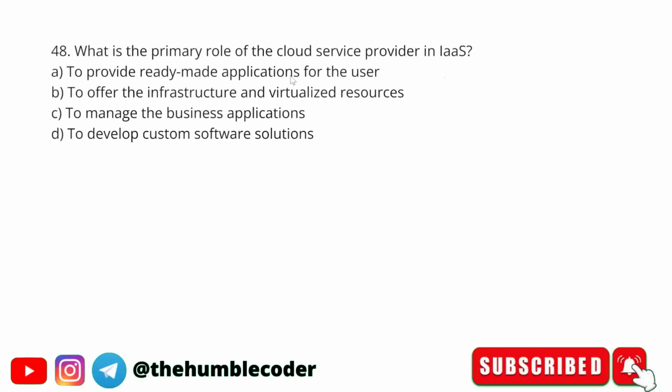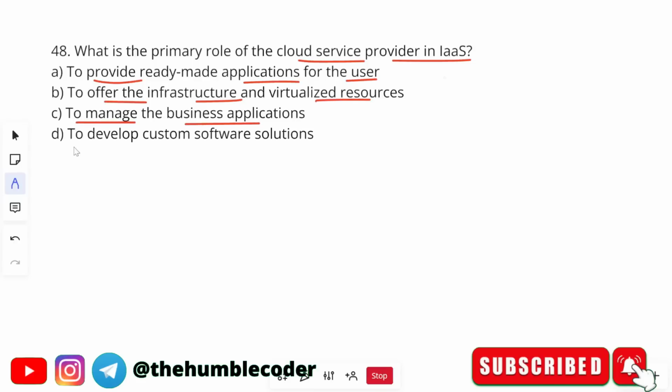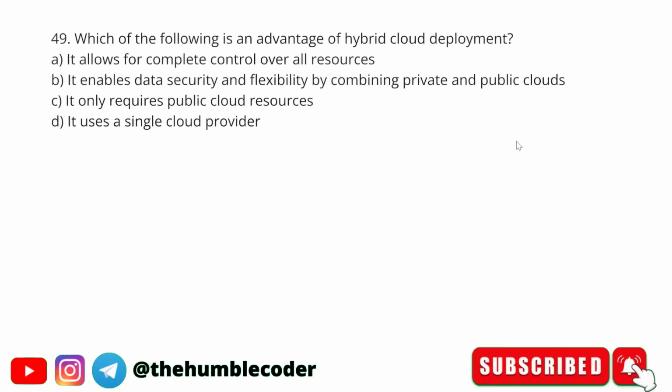What is the primary role of a cloud service provider in IaaS? The options are to provide ready-made applications for the user. Option B is to offer infrastructure and virtualized resources. Option C is to manage the business application. Option D is to develop custom software solutions. The correct answer is option number B, that is to offer the infrastructure and virtualized resources. Let's now have a look at the next question.